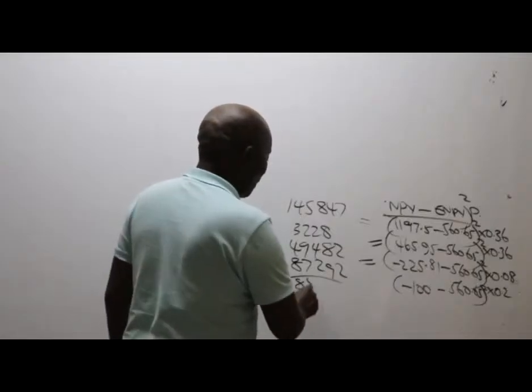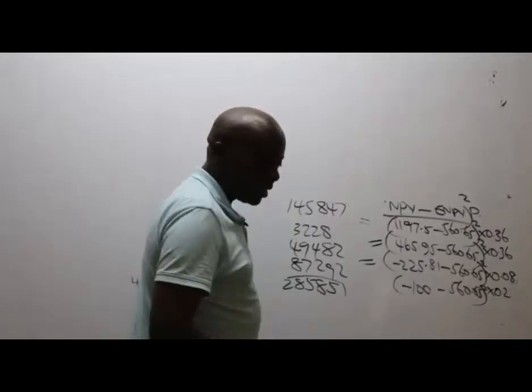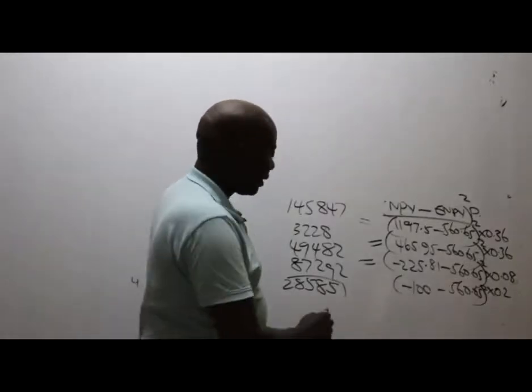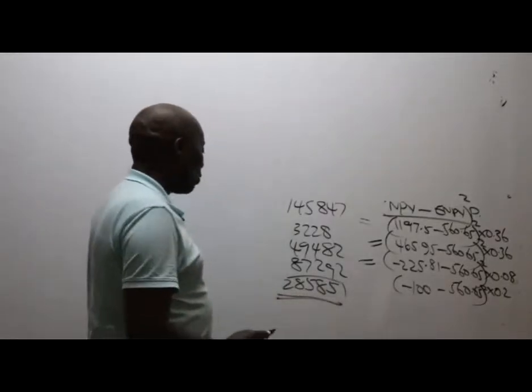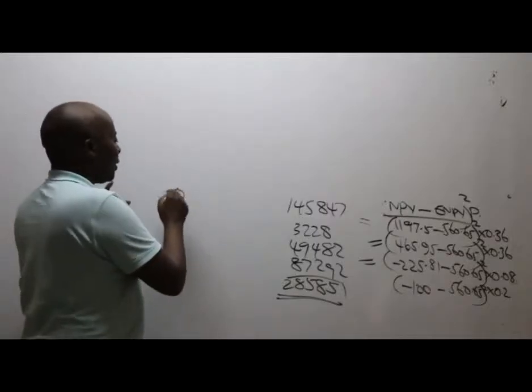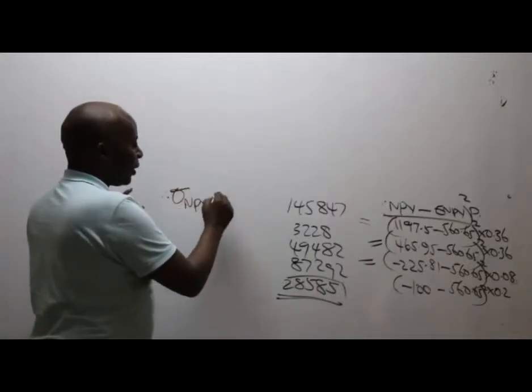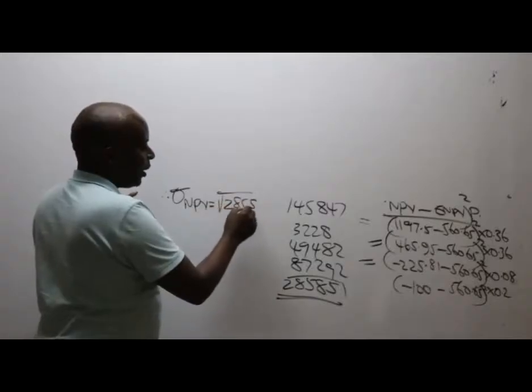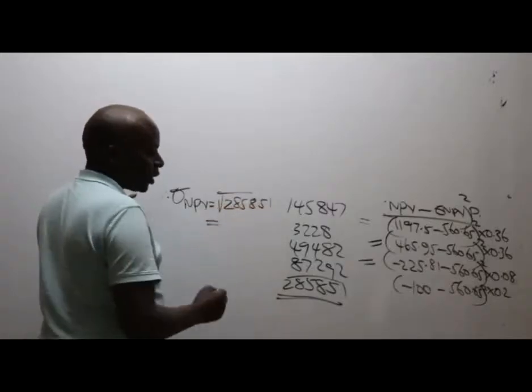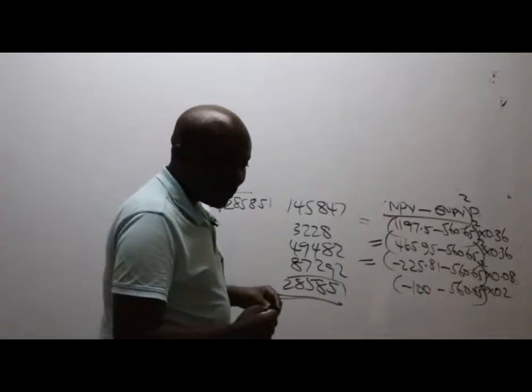285,851. So this is the total, what we call the variance, and therefore the standard deviation of the NPV will be the square root of that figure, 285,851, which gives us approximately what here, somebody?